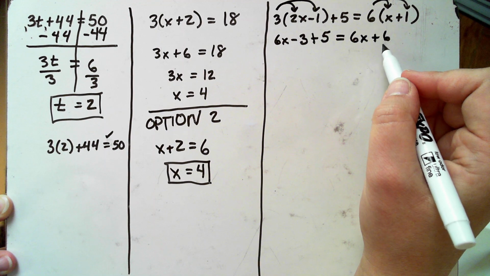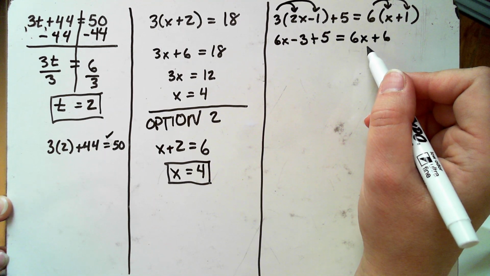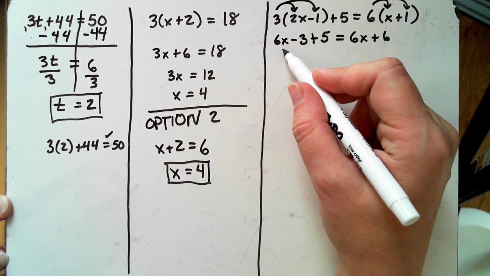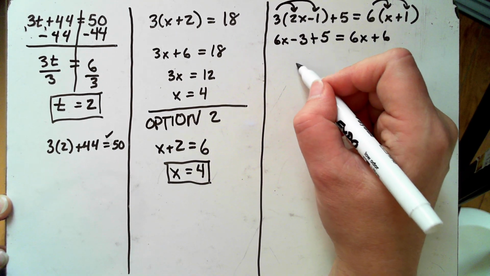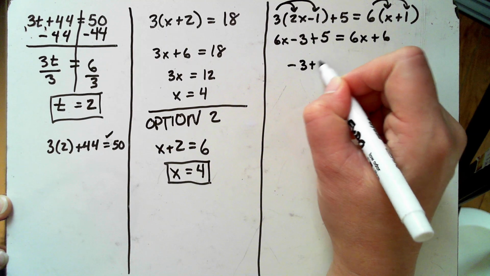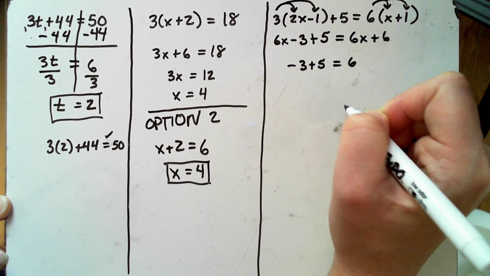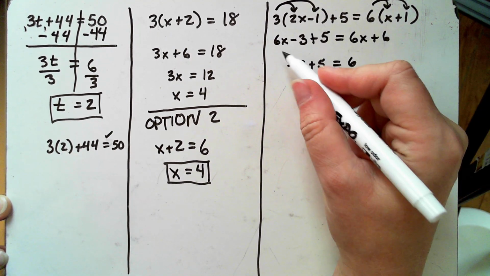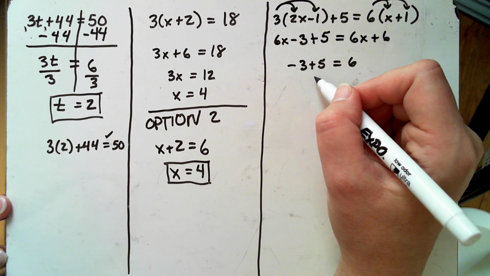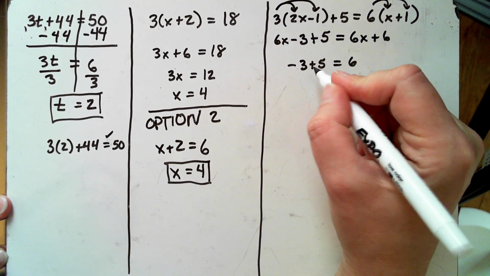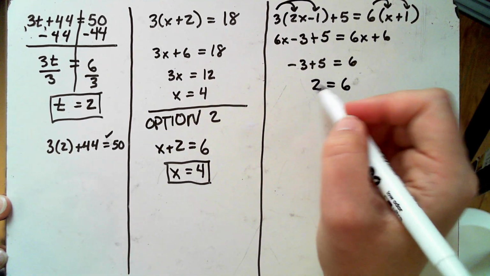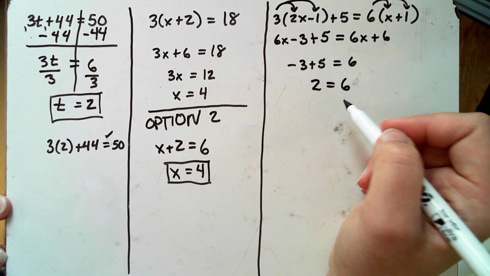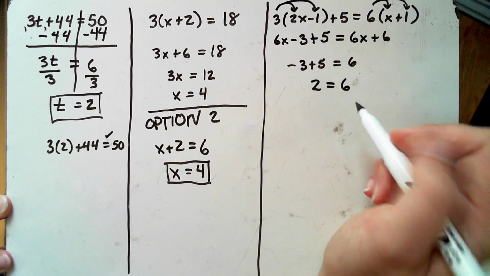Once I have this, I'm going to go ahead and get my x's to the same side. So I'll subtract the 6x. Now notice what that's going to do is the x's are all going to disappear. And I'm just left with negative 3 plus 5 equals 6. Okay, now if there was an x left over, I would just continue solving. I would add these together to get 2 equals this. And then I would end up getting x alone. But notice my x's disappeared, and that's okay.